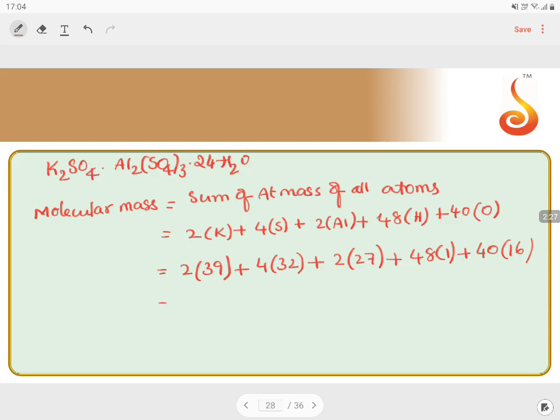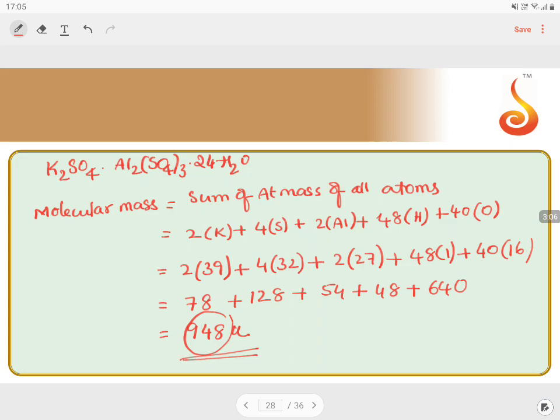So what will be 2 into 39? 78. Plus 4 into 32, 128. Very good. Plus 54, plus 48, plus 40 into 16: 4 sixteens are 64, so 640. So when you add all this, 78 plus 128 plus 54 plus 48 plus 640, we get 948 unified mass.